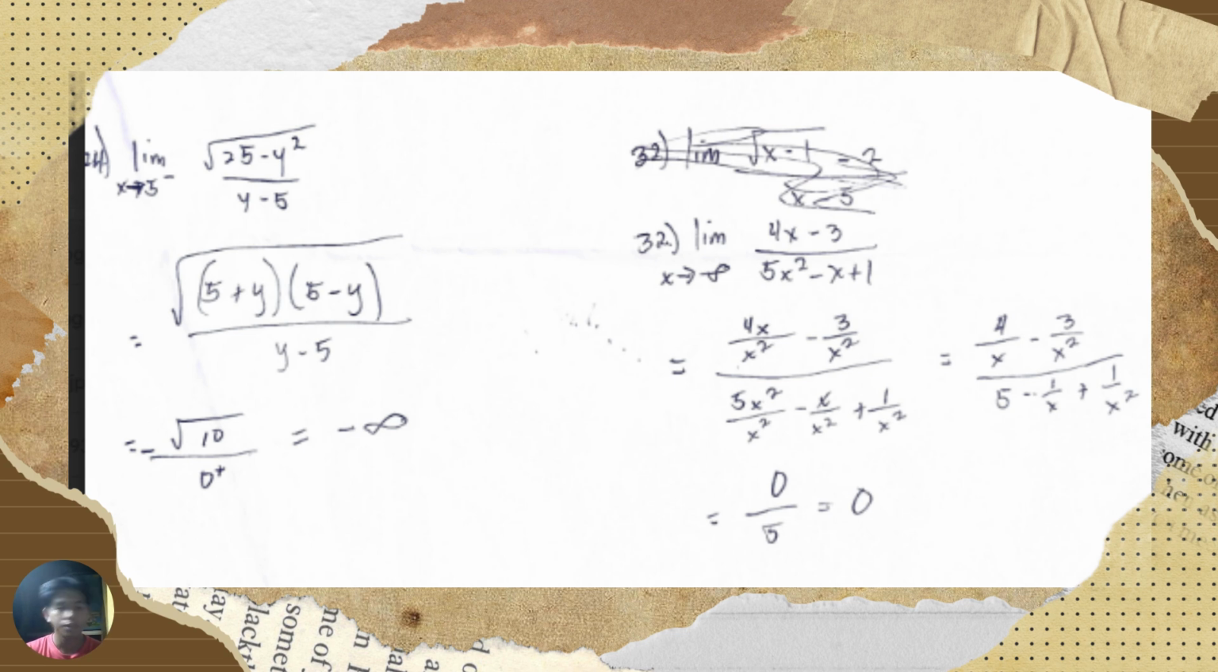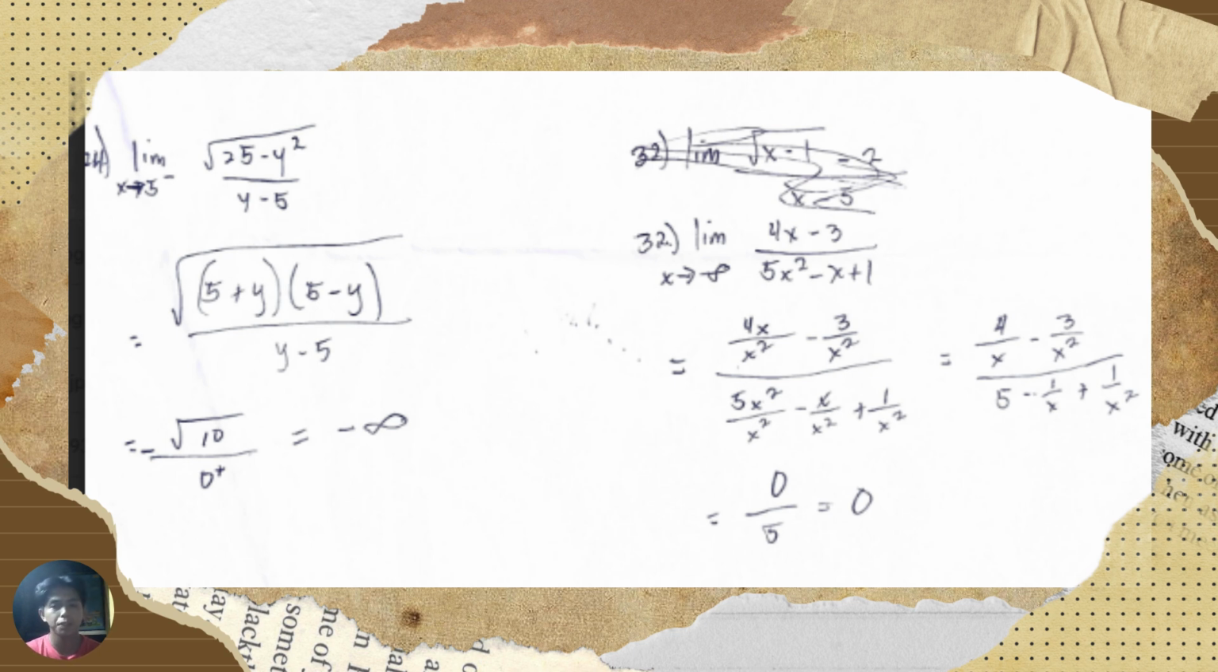Since in the numerator, in the denominator, we are going to 5, also the 5 minus 5. And then, since our answer is the negative square root of 10 over 0, we can conclude that the limit of this function is negative infinity.